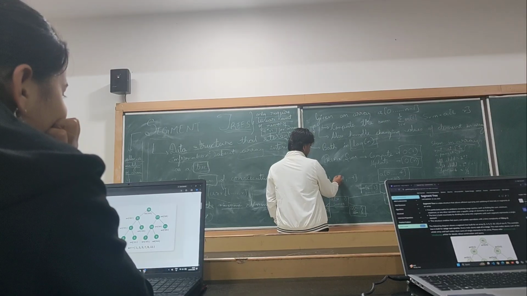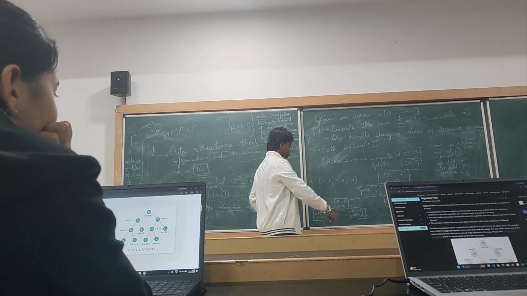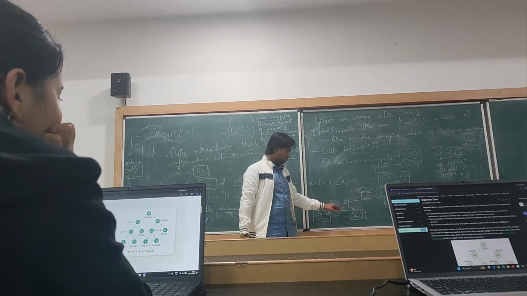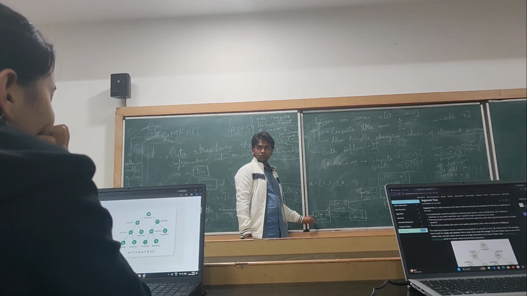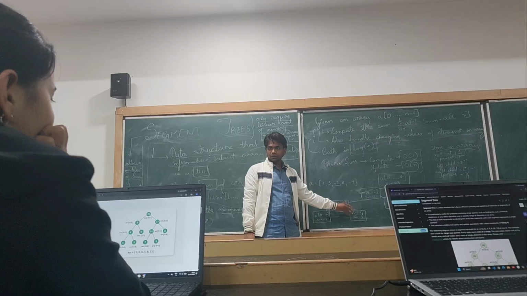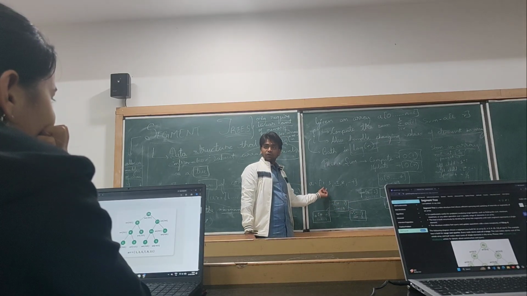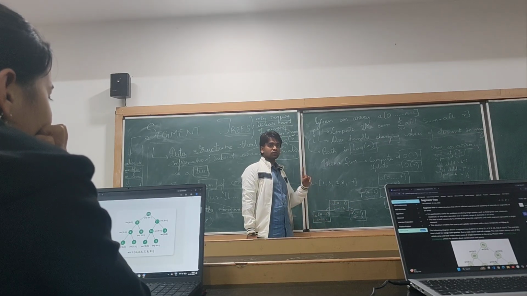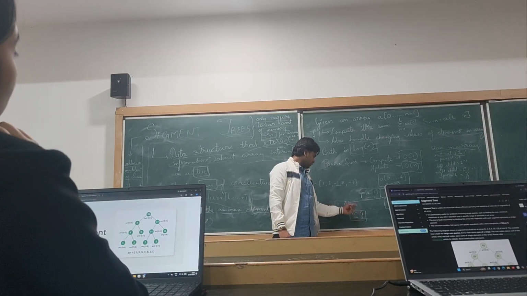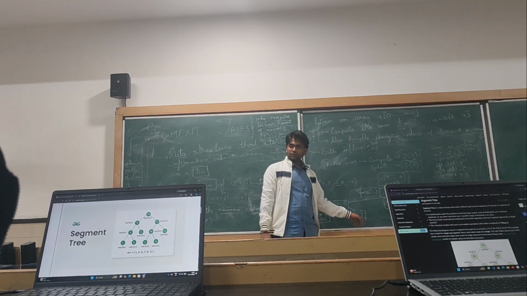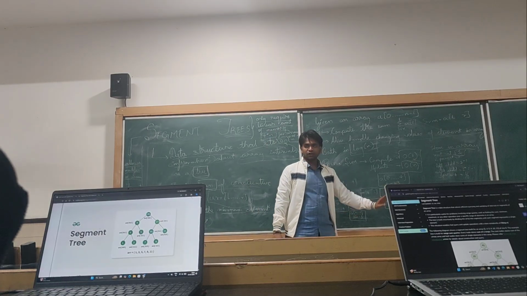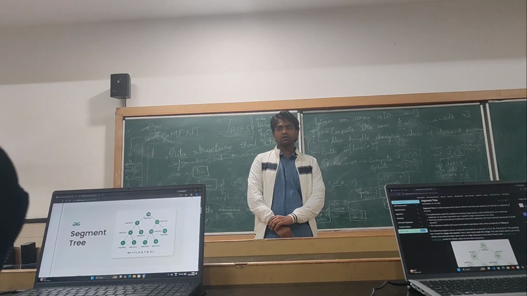0, 1, 2. That's the reason the sum is minus 2. 0 to 2 got separated into 0 to 1 and 2 to 2. 0 to 1 got separated into 0 to 0 and 1 to 1. What does 0 to 0 mean? The first element, so the sum is 1. What does 1 to 1 mean? The second element, whose sum is 3. And similarly there also. Is this thing clear?